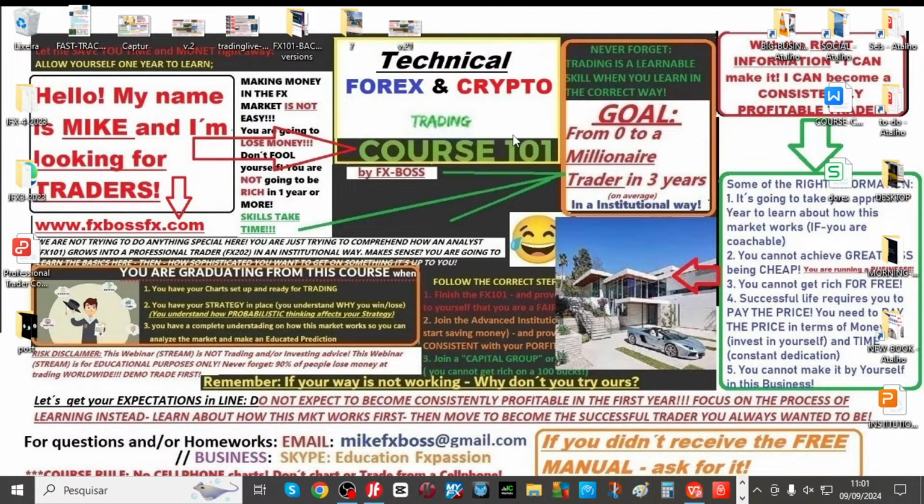And today we have trading support, resistance, pivot points, how to trade support in a downtrend. Wow. Very good. Everybody, never forget, you are going to graduate from this course when number 1, you have your chart set up and ready for trading. Number 2, you have a strategy in place. You understand why you win, why you lose. Number 3, you have a complete understanding of how this market works, so you can analyze the market and make an educated prediction.